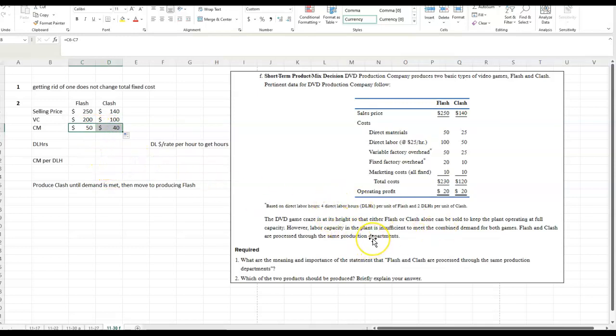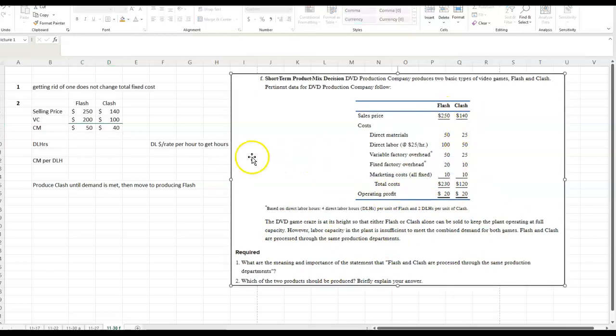What is our constraint? Our constraint is labor capacity. The number of labor hours is the constraint. So the question is, which one do we produce? Do we produce Flash or do we produce Clash?